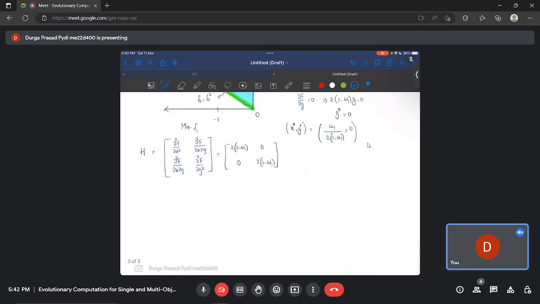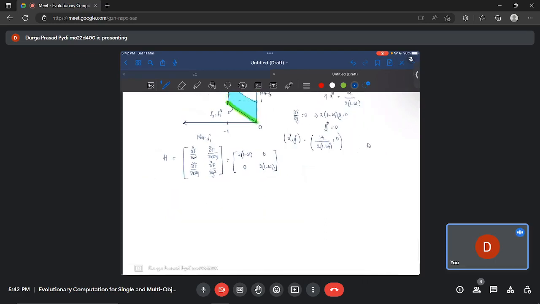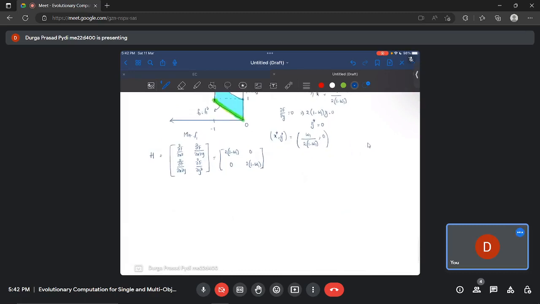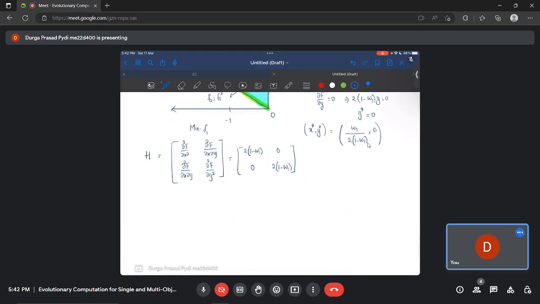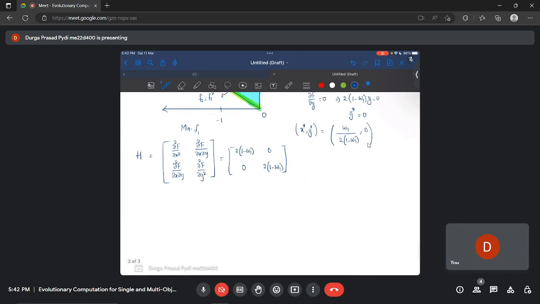After obtaining the Hessian, the next step is to determine the eigenvalues of this matrix. So what we will be doing is determinant of H minus lambda I equal to 0. When we do this, we obtain the eigenvalues, where lambda is 2 times (1 minus w1).